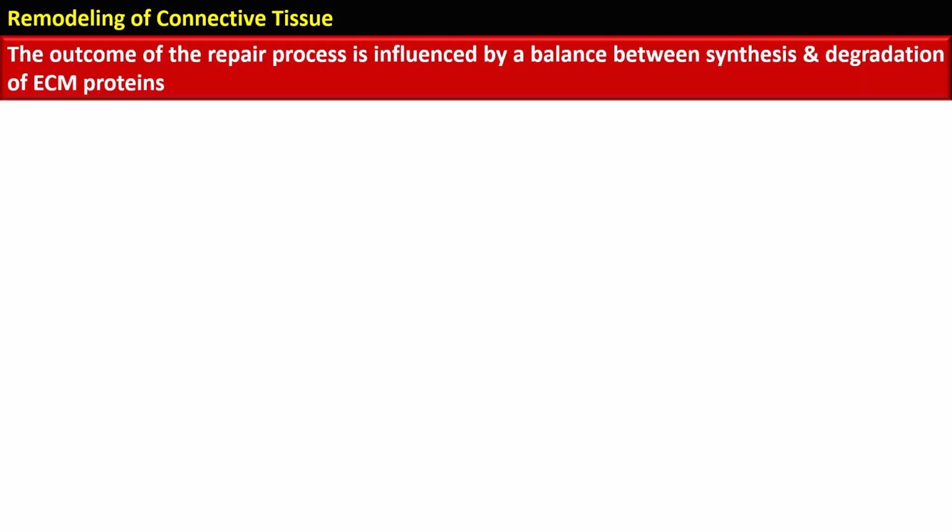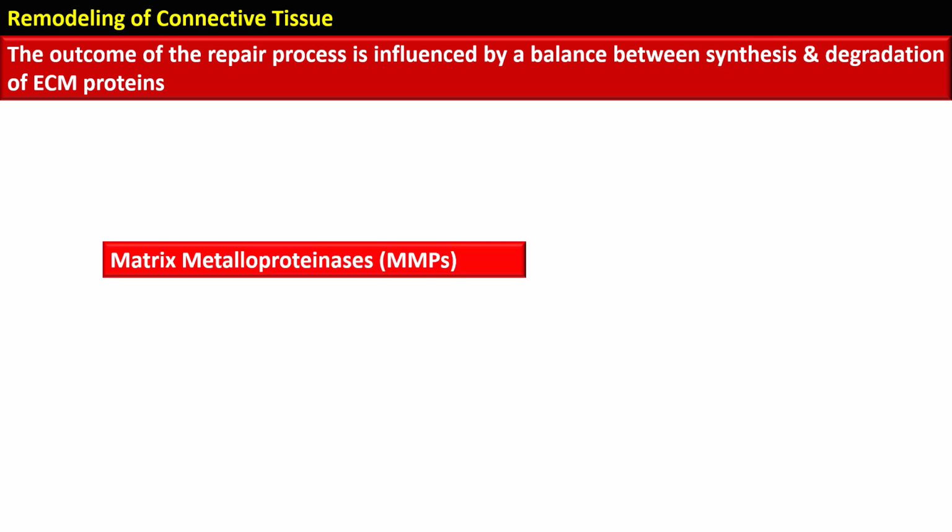The remodeling phase of the connective tissue is driven by a dynamic balance between extracellular matrix synthesis and degradation. Once extracellular matrix proteins like collagen are deposited during repair, they continue to be modified and remodeled to shape a mature scar. The key players for this activity are matrix metalloproteinases.